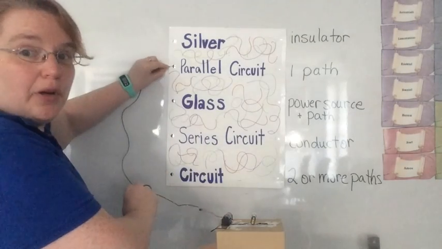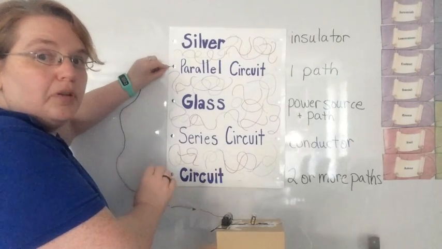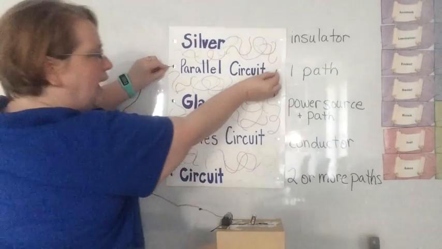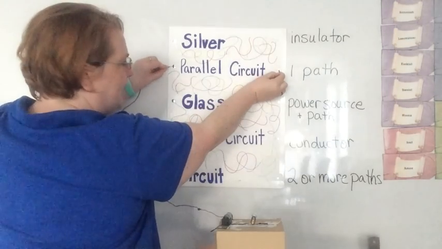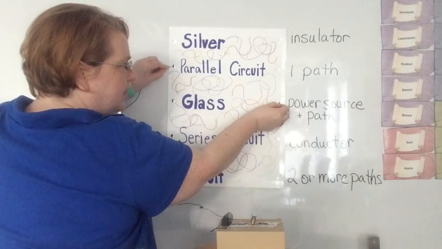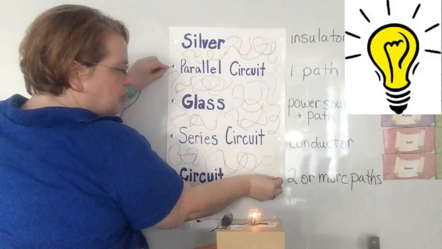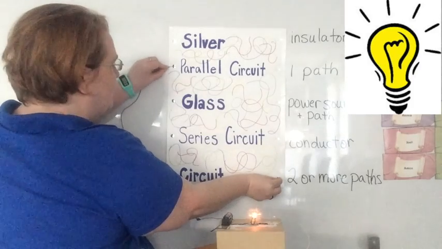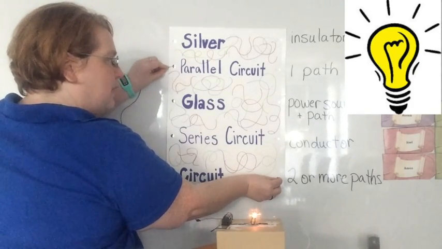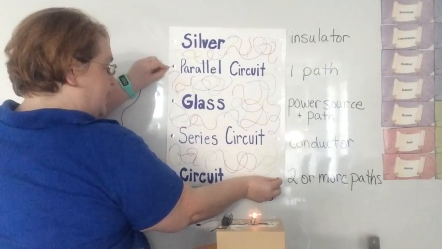All right, let's try a parallel circuit. Parallel circuit. Remember, parallel starts with a P. And what else starts with a P? Plural, meaning more than one. So parallel circuit, is it one path? No, light bulb didn't come on. Is it power source and a path? No. How about 2 or more paths? Look, the light bulb came on. A parallel circuit is 2 or more paths. That way you can have many different things on at the same time or turn different things off.